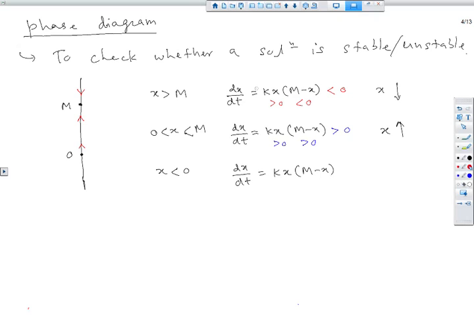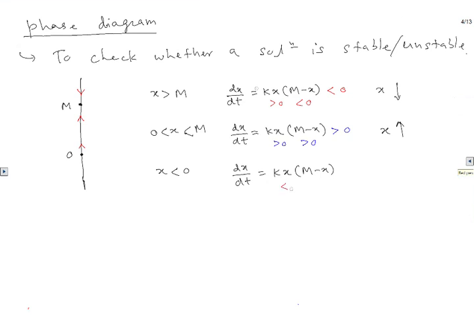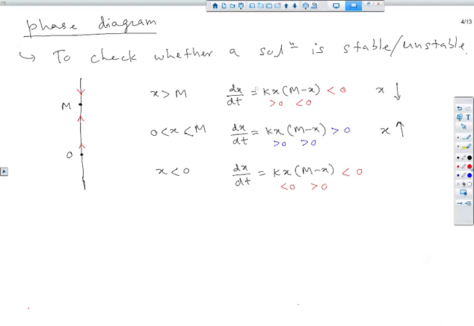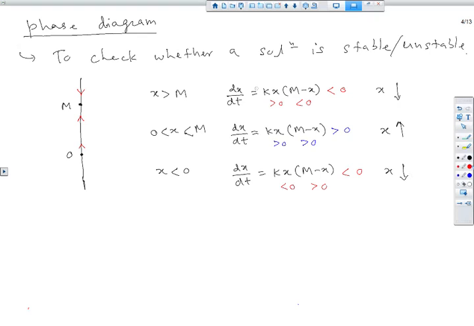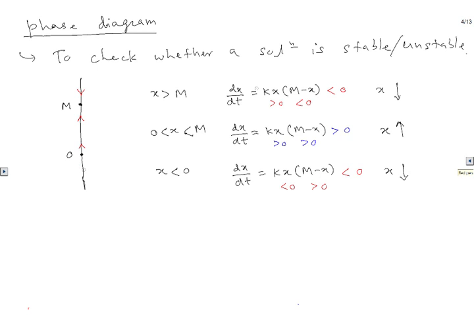Now what's going to happen in this case? You can see that x is negative, so this is going to go down. And what will happen to the m minus x factor? x is a negative value, but with the negative sign it is going to be positive. So the product is going to be negative, so it's going to decrease. So in this case, it's again going to decrease, and we draw an arrow indicating that it's going to decrease.